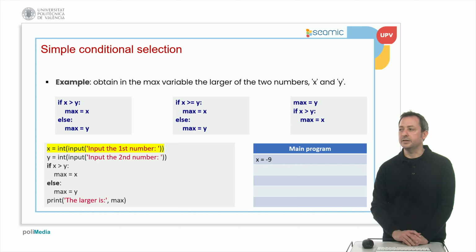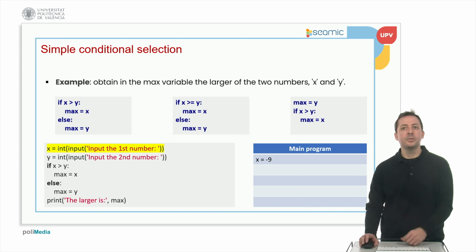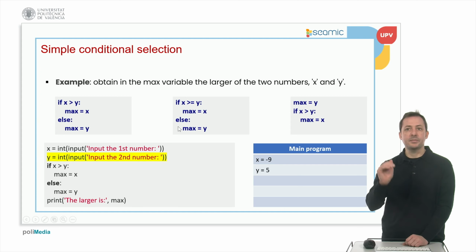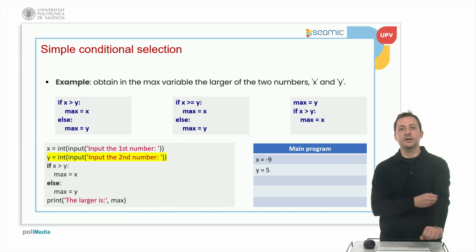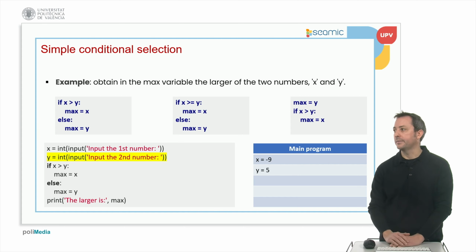At the very beginning, we are asking a number of the user, and we are storing this number into variable x. Let's say that we introduce -9. So here there is a variable defined whose value is -9. Then the program executes the next instruction, that is this one, and asks for another number to store it in variable y. Let's say that we introduce 5. So here are the variables and the values at this moment.